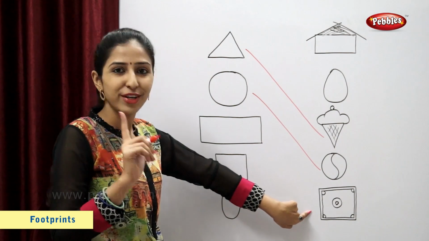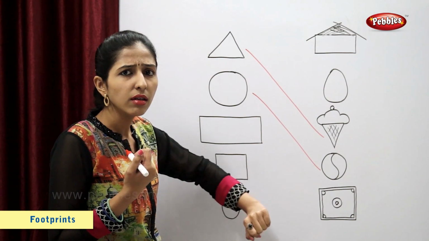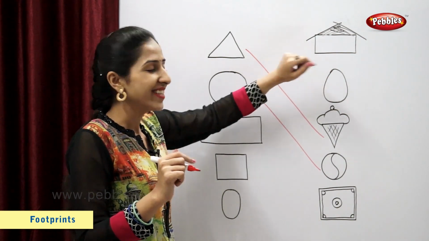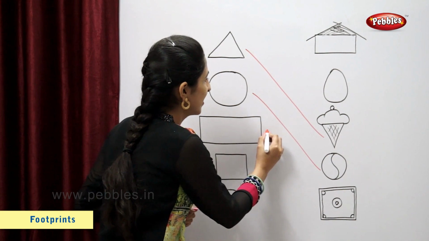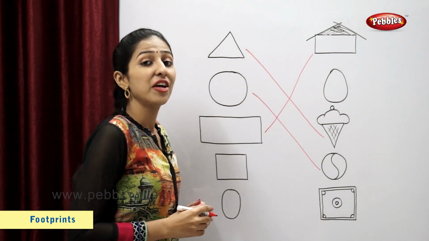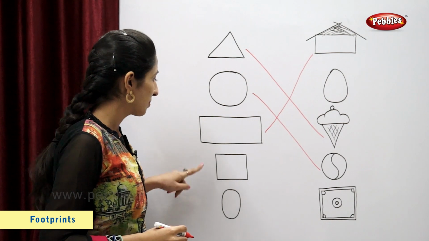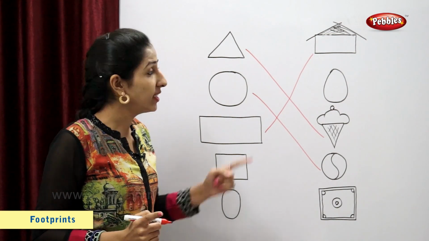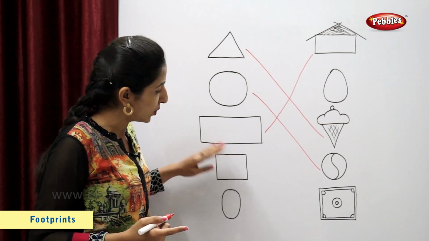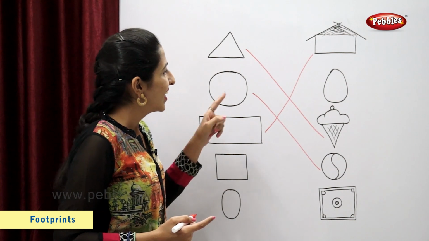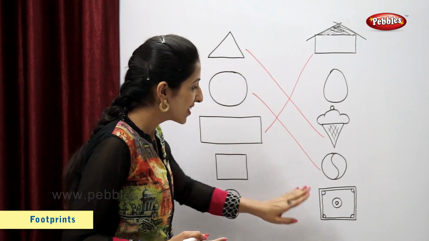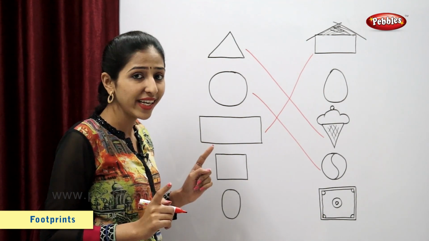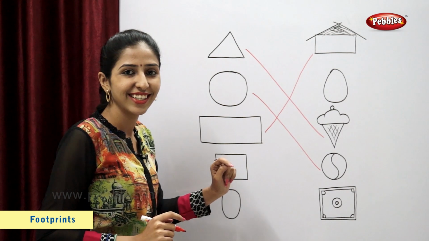Carom board? No. Then hut. Very good. This is a square. So now let's find a figure similar to this square. Carom board. A carom board looks like a square. So now let's match.